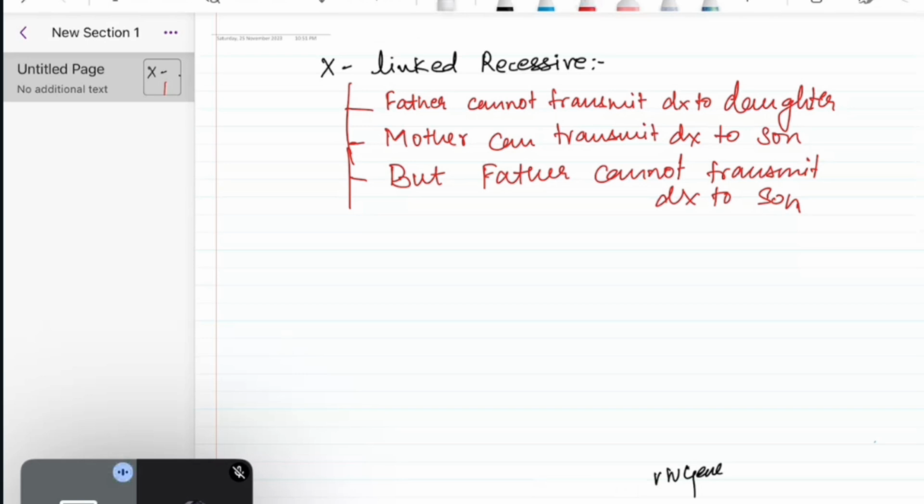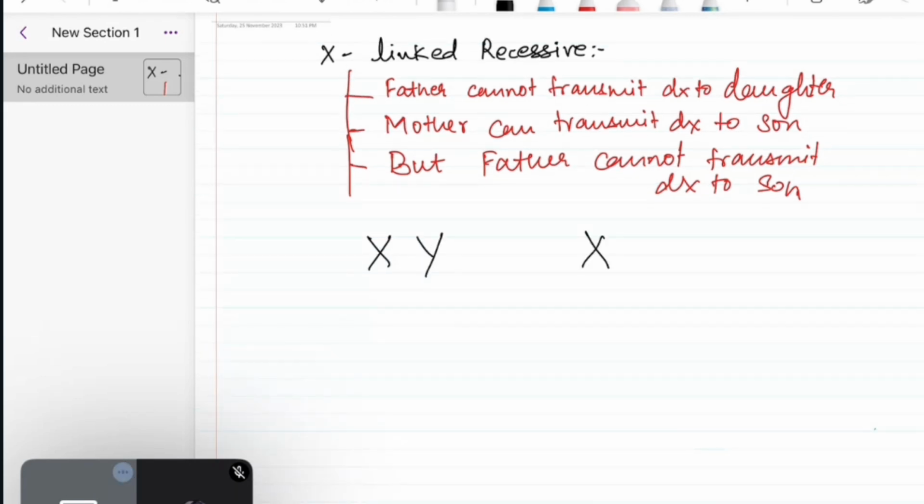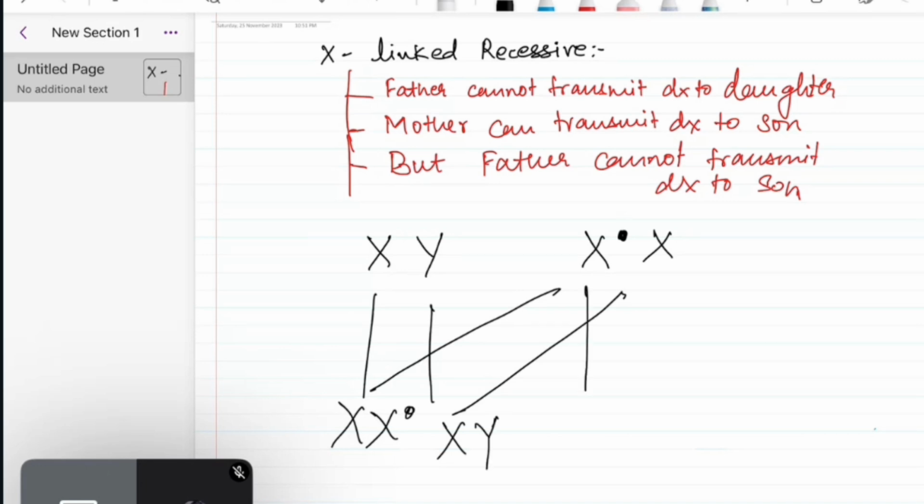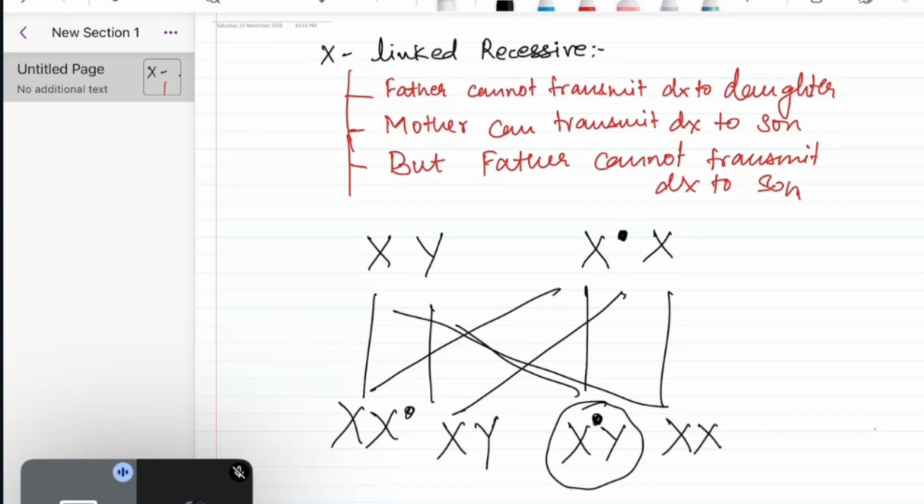Let's break this down. Suppose, considering a scenario, this is how the father looks like. He's perfectly healthy. And mother carries the X-linked recessive gene. So this is how the X-linked recessive gene looks like in a mother. Now, showing the inheritance. So the mother is successfully able to transmit the disease into a male child. But mother is not able to transmit a disease in the female child because female here is acting as a carrier, but male here is acting as a diseased individual.